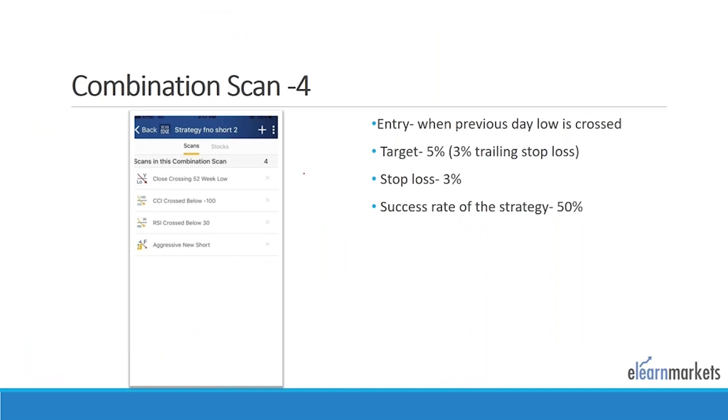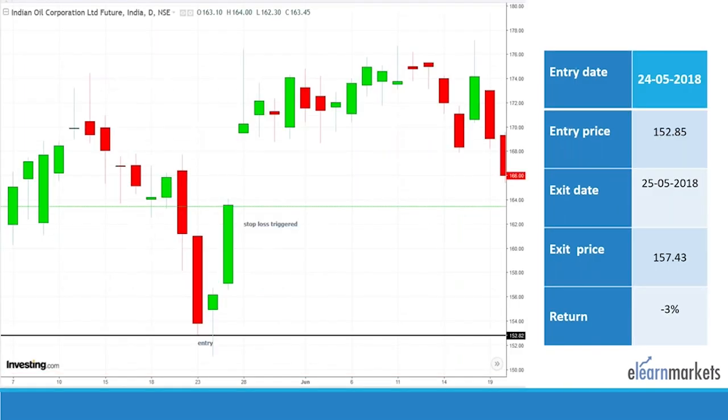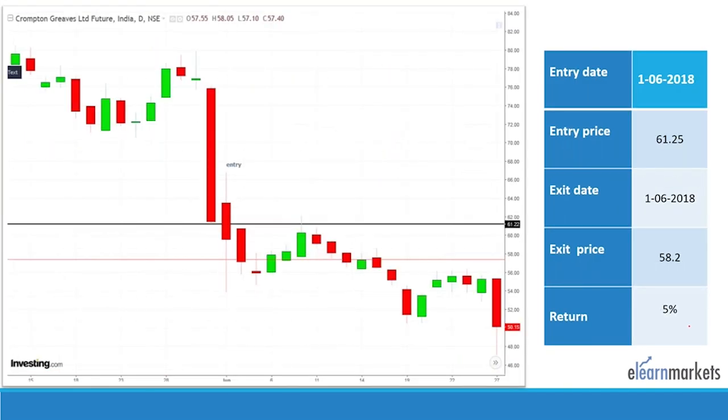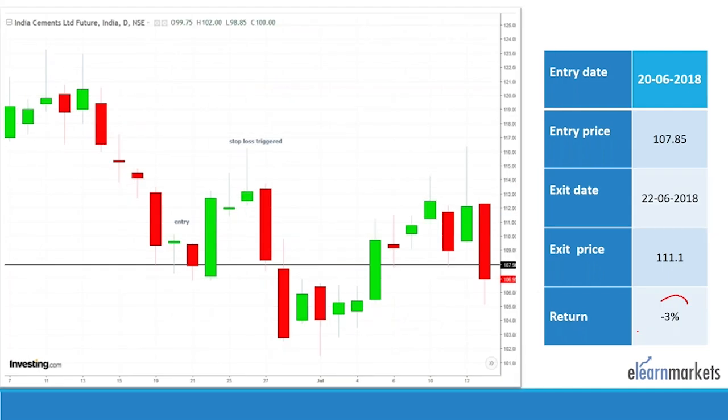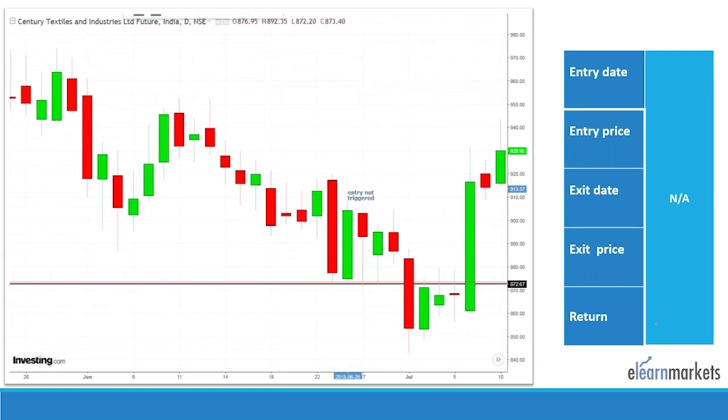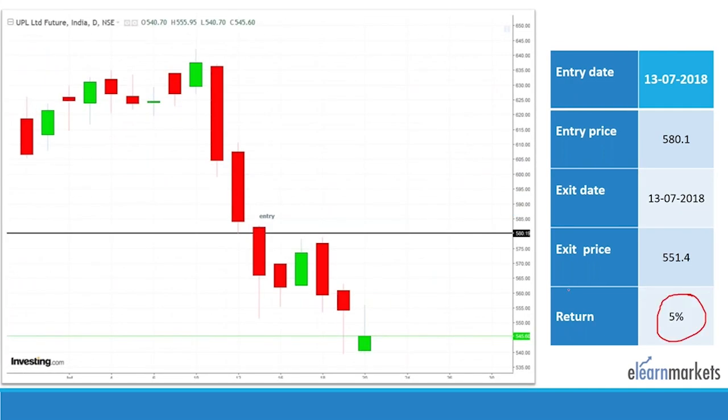Combination scan 4, again on the short side: crossing weekly low, CCI crossing from below, RSI crossed below, and aggressive new shorts in the market. There our success rate has been 50%, but we have been able to get some 5% moves in this model, although there have been some trades which had almost 3% losses.